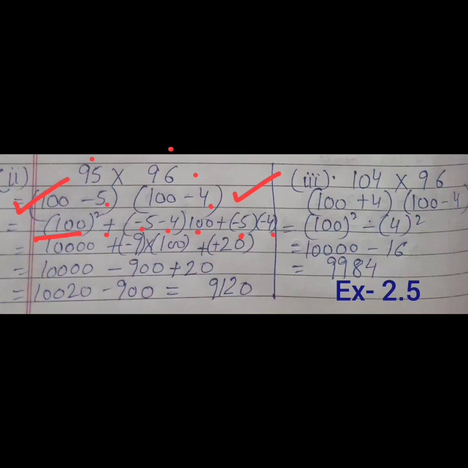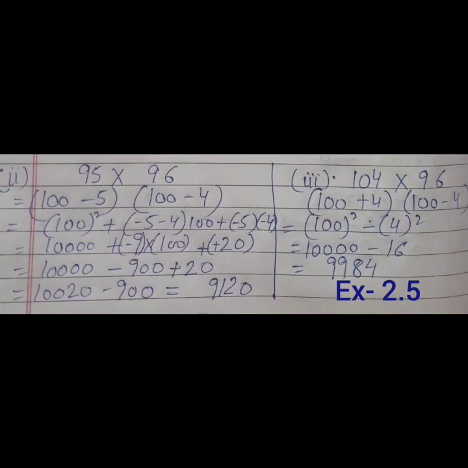We get 10,000 plus minus 5 minus 4, which is minus 9, into 100, so it becomes minus 900. And 5 fours are 20, negative negative becomes positive, so this is 20. After solving this we get the answer 9,120. Okay, third part is 104 multiply by 96.